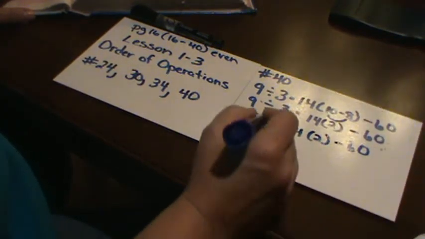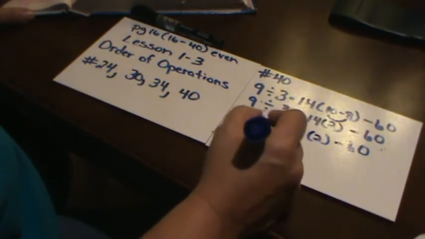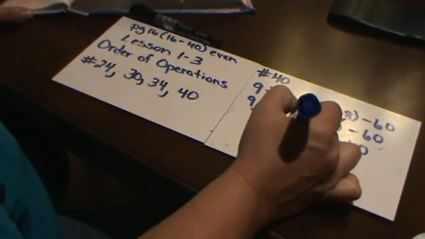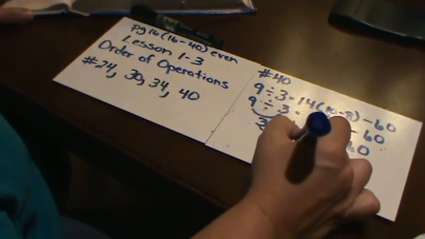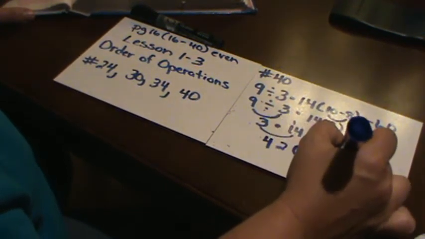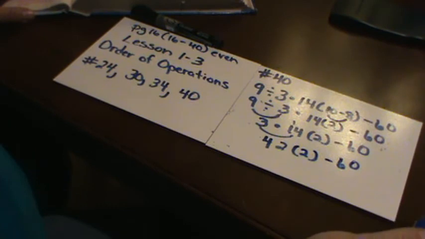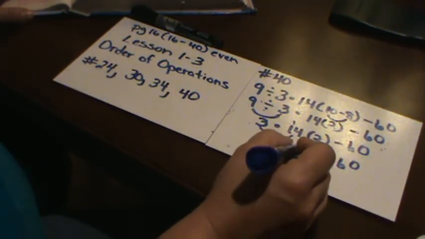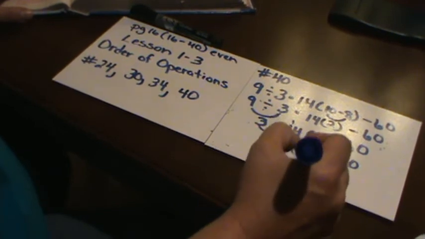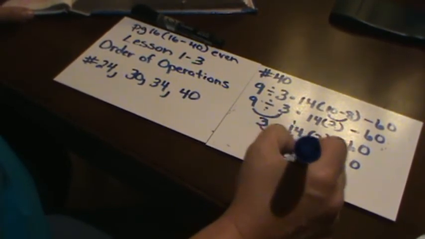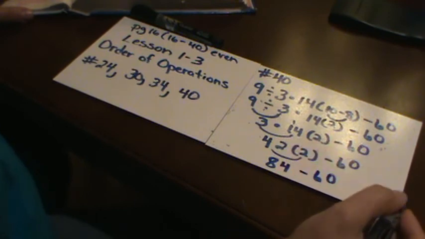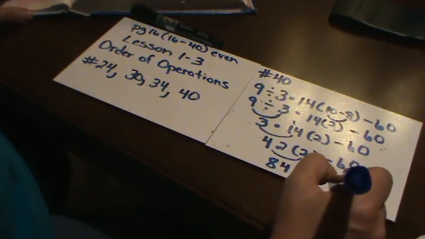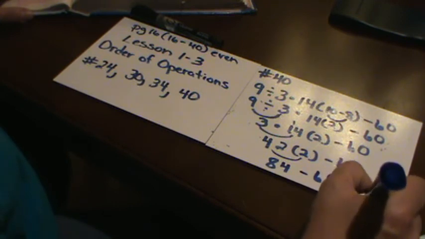And now I do this multiplication first. 3 times 14 is 42. And then that's going to be times 2 minus 60. And now I do this multiplication. 42 times 2 is 84 minus 60. And then I just say 60 from 84. And I get 24 is my answer.